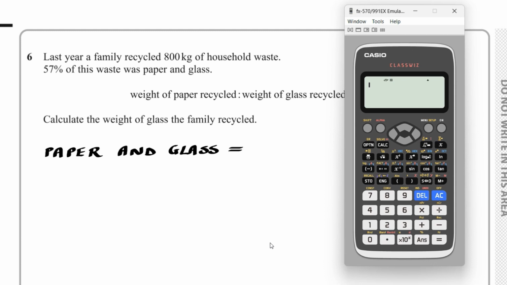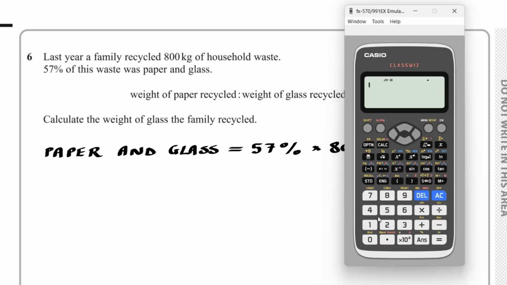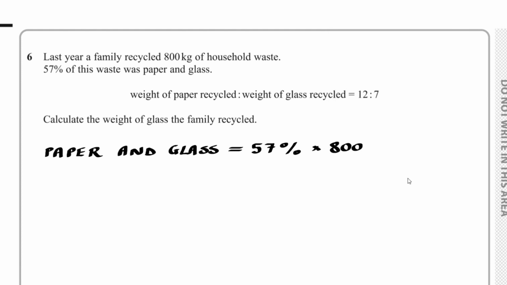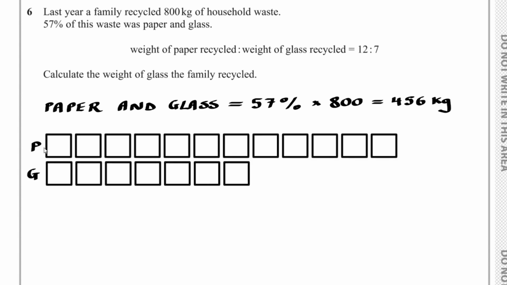That's equal to 57% of the 800, and if we work this out, we have 0.57 times 800, which is 456. So the total weight of paper and glass is 456 kilograms. Now, we've got this ratio of P to G being 12:7, and I've represented that on a diagram here. And we know that the total is 456.